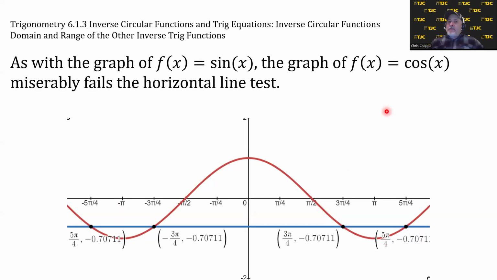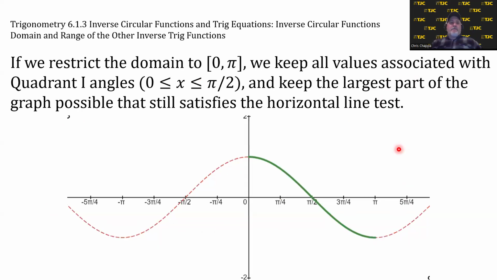As with the graph of f of x equals sine of x, the graph of f of x equals cosine of x miserably fails the horizontal line test. Any horizontal line that intersects it will intersect it an infinite number of times. We fix that by taking a smaller piece of the graph.